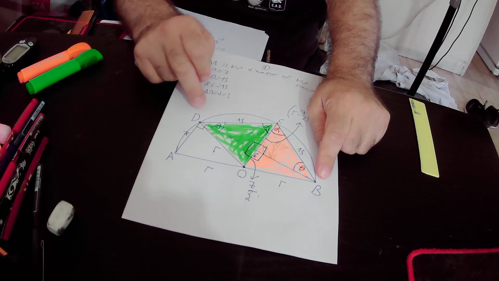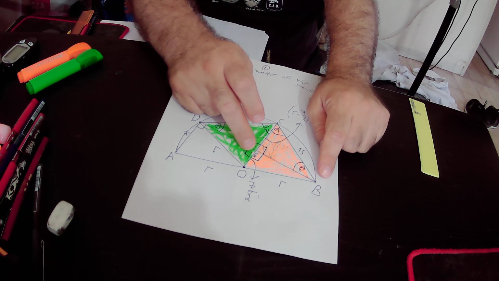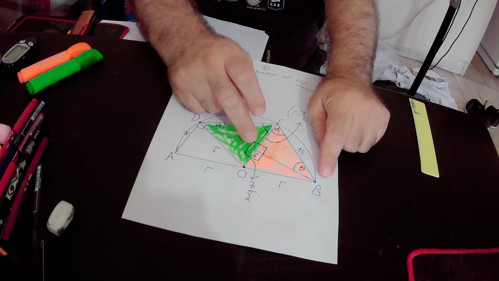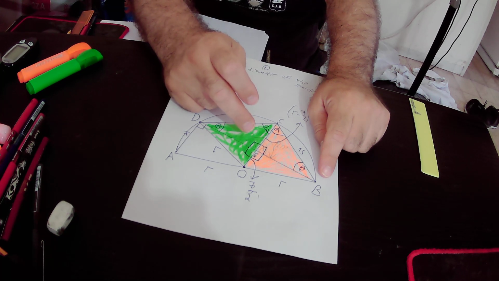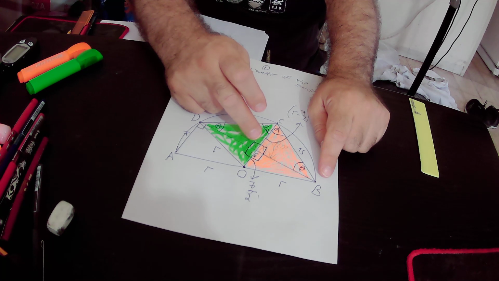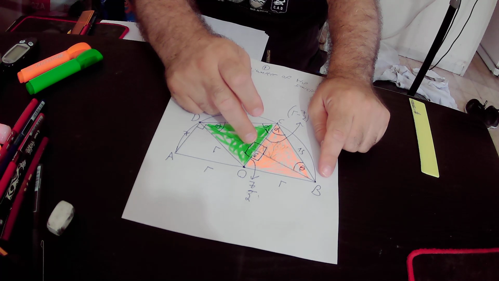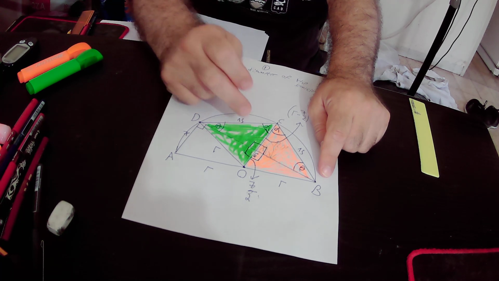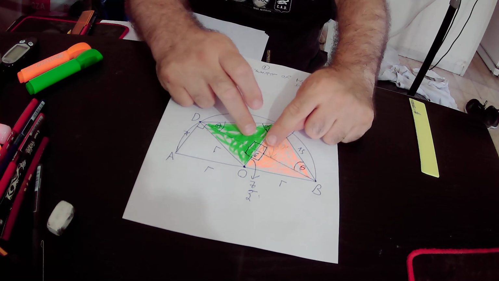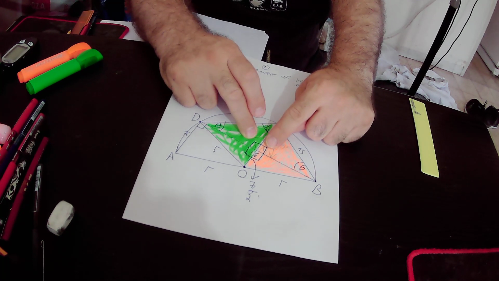Therefore, along a straight line at a certain point on the upper side of a straight line, the sum of the angles is equal to 180 degrees. So the sum of those two angles is equal to 180 degrees.